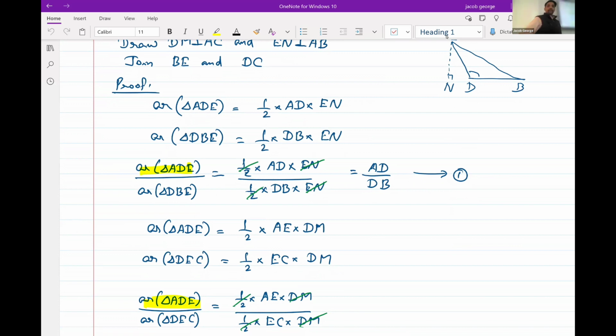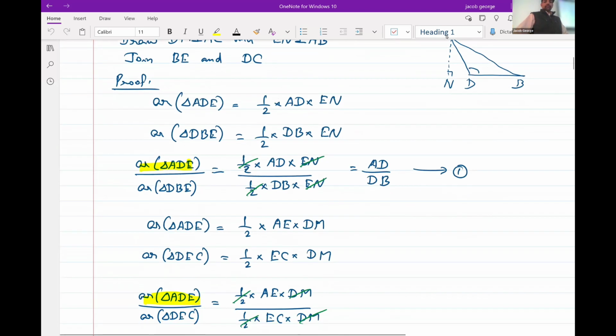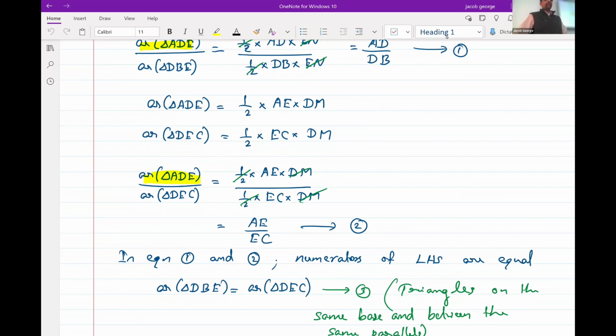In DEC, half into, look at DEC. Can you see DEC, the triangle? This shaded triangle, DEC. Half into, what is the base? EC. And the height is DM. So half into EC into DM. All of you understood till here? Yes. So now you will divide this also and we get area of triangle ADE by area of triangle DEC is AE by EC. So equation number 2.